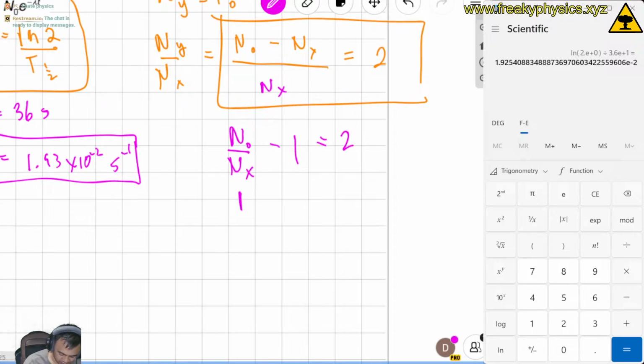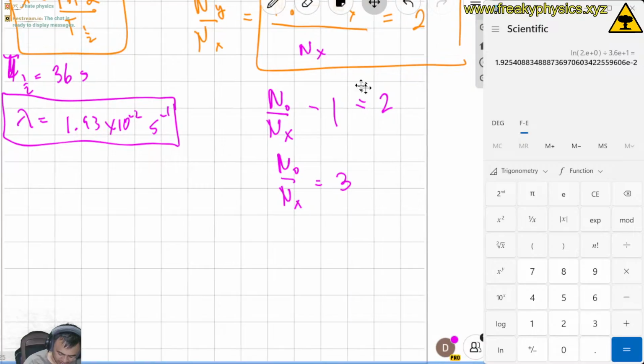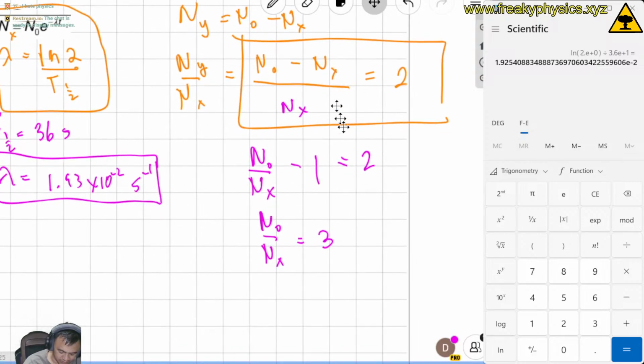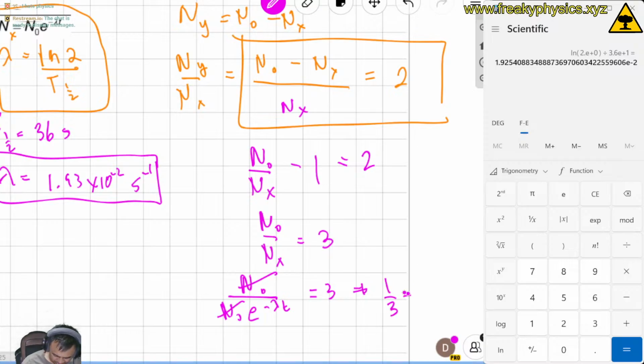So n0 over nx is equal to 3. And now we put in our value for nx earlier, which is this thing. The nx equals n0 e raised to that, okay? So n0 over n0 e to the minus lambda t equals 3. All right, that makes it easier. N0 cancels out. We don't need n0. So from here, what do we get? 1/3 equals e raised to negative lambda t.